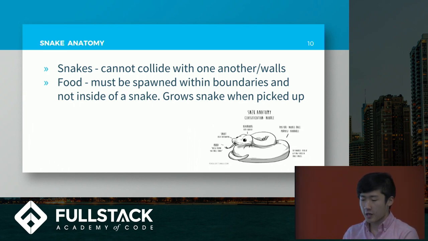Basically, it's just a simple game where there's a snake that walks around and can't hit itself or walls, and it has to grab randomly spawned food within boundaries. And when the snake picks up the food, it grows, making the game harder and harder. So instead of the traditional single-player game, let's think about what the server is going to look like for a multiplayer implementation of a snake.